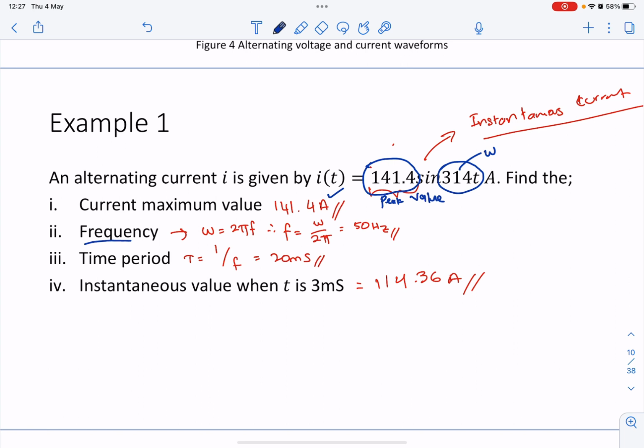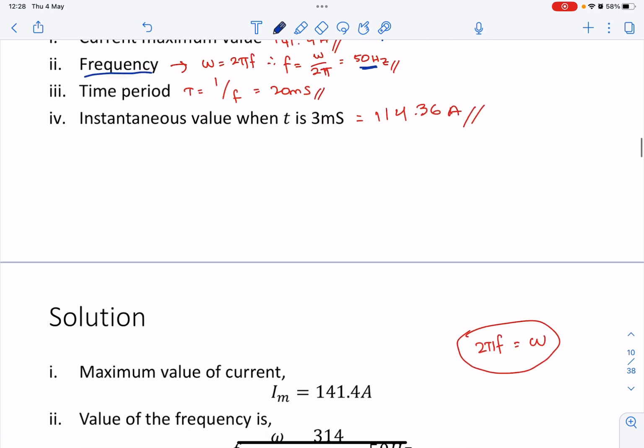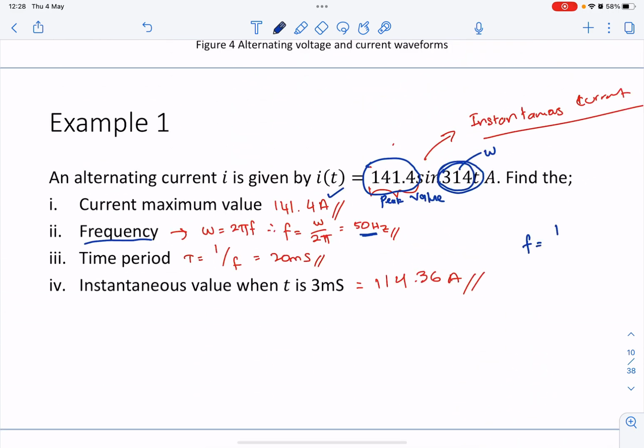Now it asks what is the frequency. Omega is equal to 2 pi f. So which one is omega? Omega is this one, 314. So f is equal to omega divided by 2 pi. So you get 50 hertz. Then time period. The formula for frequency is equal to 1 over T. So you can manipulate this formula to make T equal to 1 over f. You get 20 milliseconds.